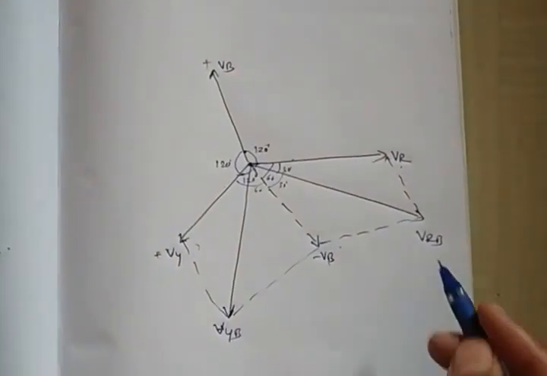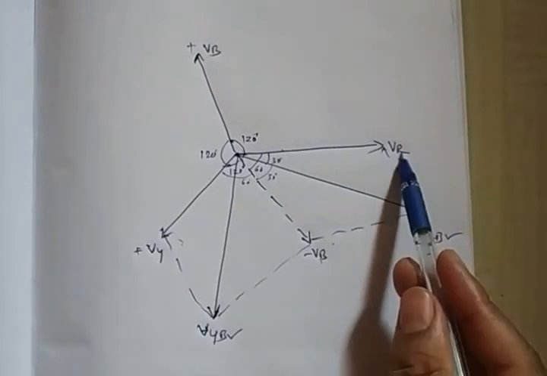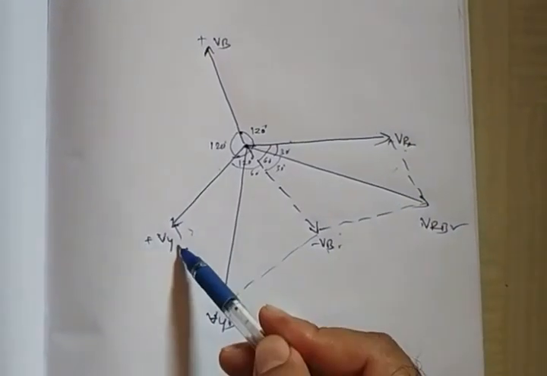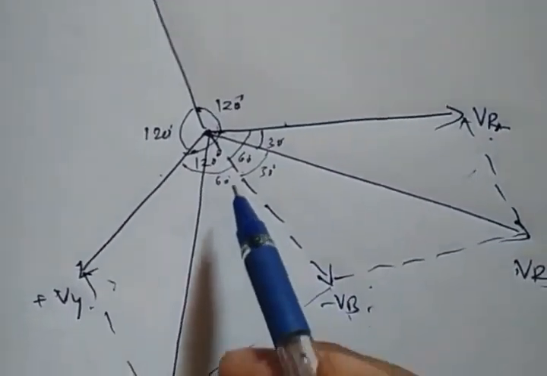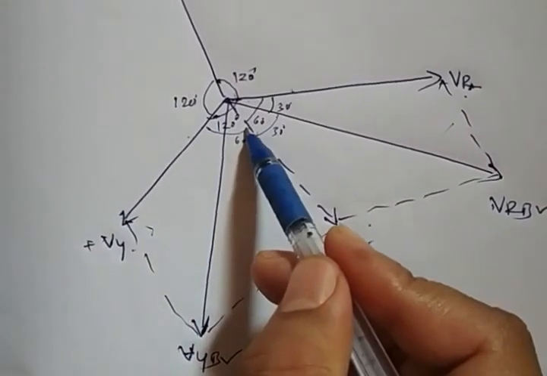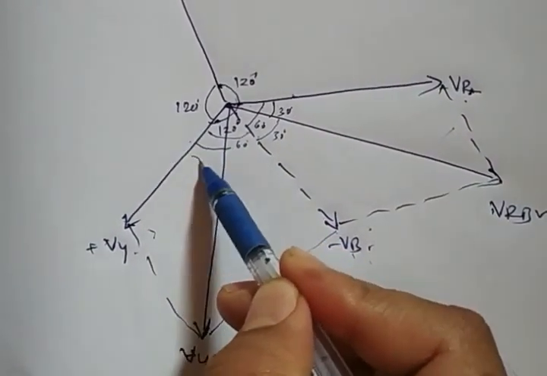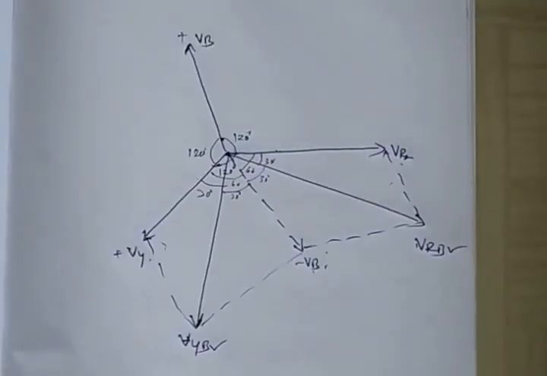Okay, so VRB and VYB. VRB is equal to VR minus VB, VYB is equal to VY minus VB. And the phase angle is very important here. Remember this line is drawn center, this is 60, so this will be 30 and this is also 30 degree.